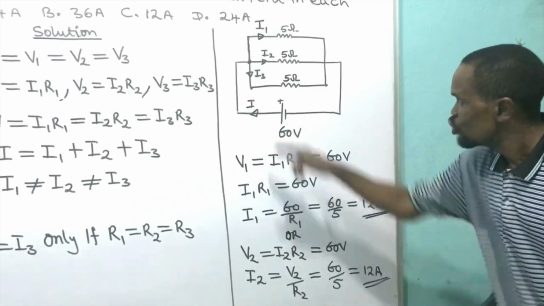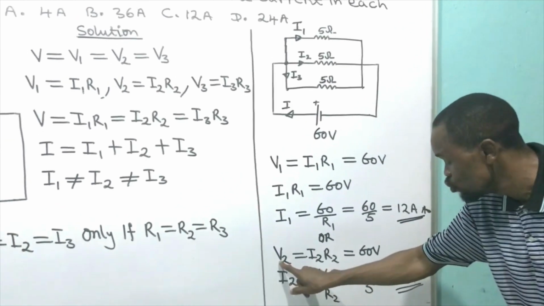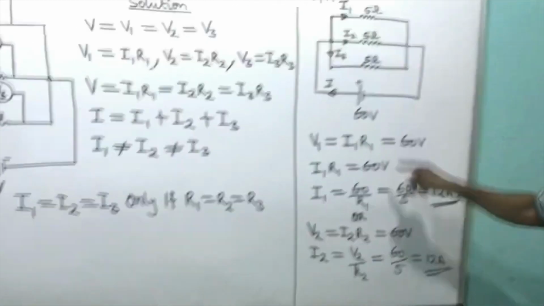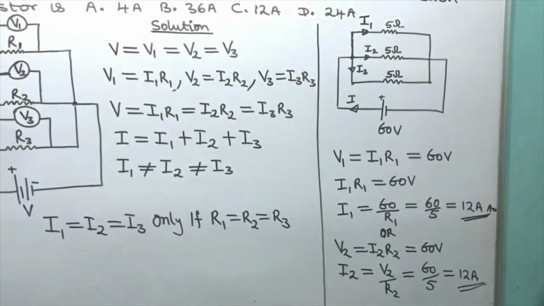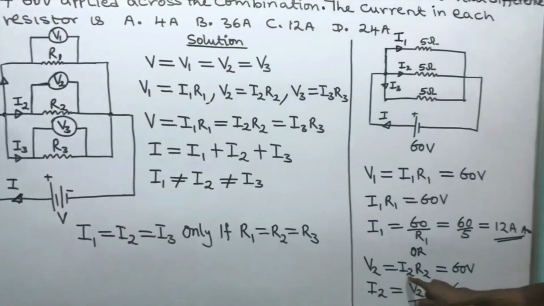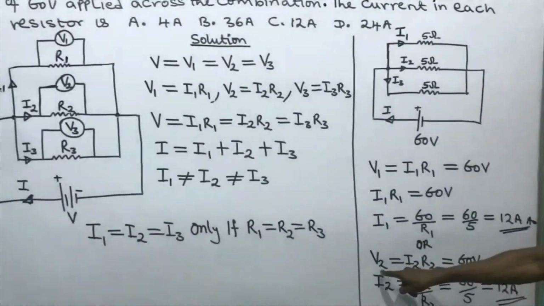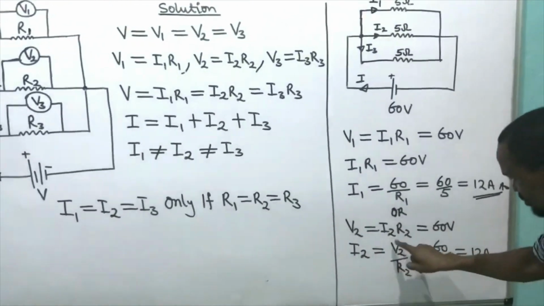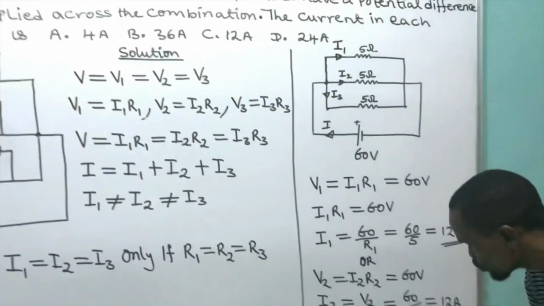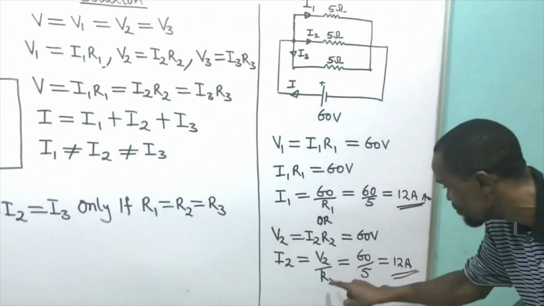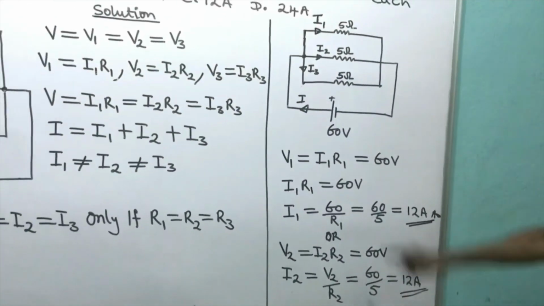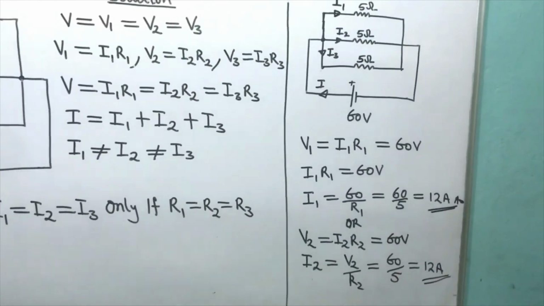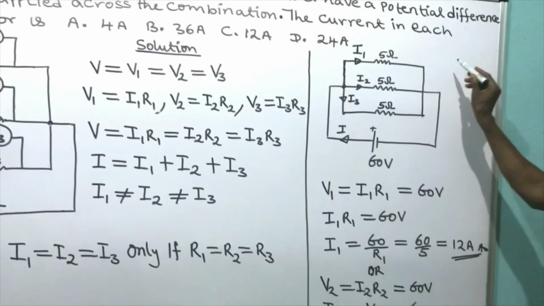Or somebody chooses to say this one. V2, which is voltmeter 2, we read: current 2 times R2, and it will give me the same thing, 60 volts. Making current 2 the subject of formula, I will divide through by R2. Dividing through by R2, the R2 cancels itself, giving me current 2. Then V2 will be divided by R2. And V2 is the same as 60 volts. I will now say 60 volts divided by 5 ohms will give me 12.